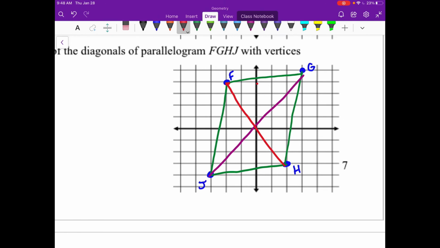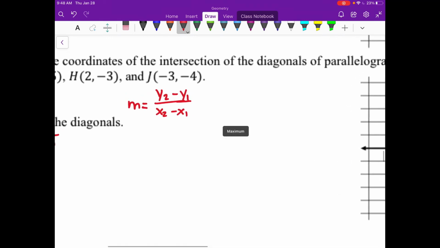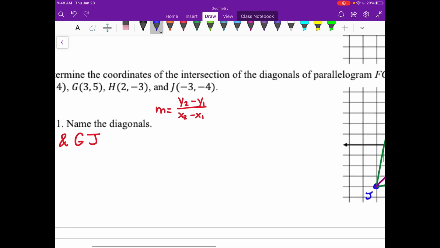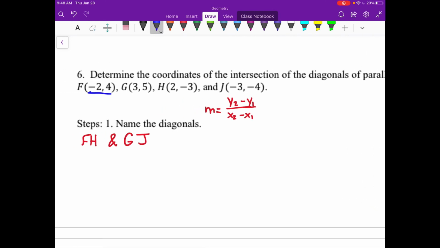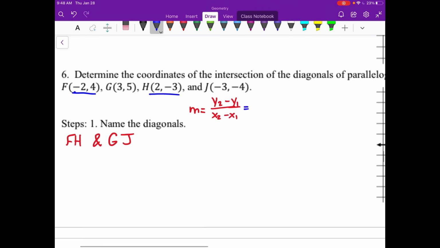So I'm going to start by finding the slopes between the lines. I'm going to find the slope of FH using the slope formula. Remember, the slope formula is y2 minus y1 over x2 minus x1. That's the slope formula, which we use M for. My points F and H are the ones I'm looking at. I'm going to take those and find my x1, y1 and x2, y2.